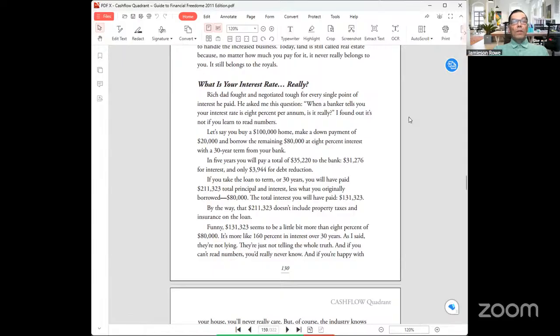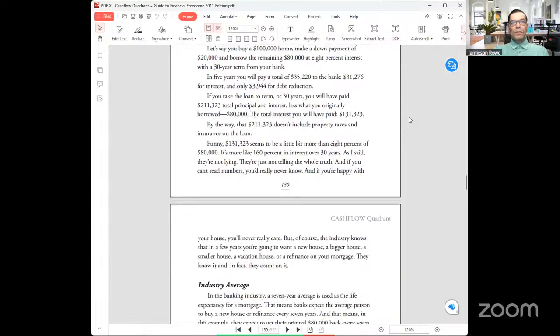Funny, $131,323 seems to be a little bit more than 8% of $80,000. It's more like 160% in interest over 30 years. As I said, they're not lying. They're just not telling you the whole truth. And if you can't read numbers, you really never know.